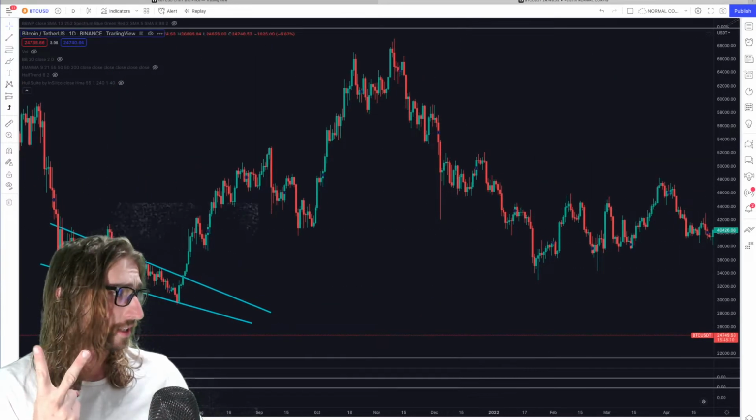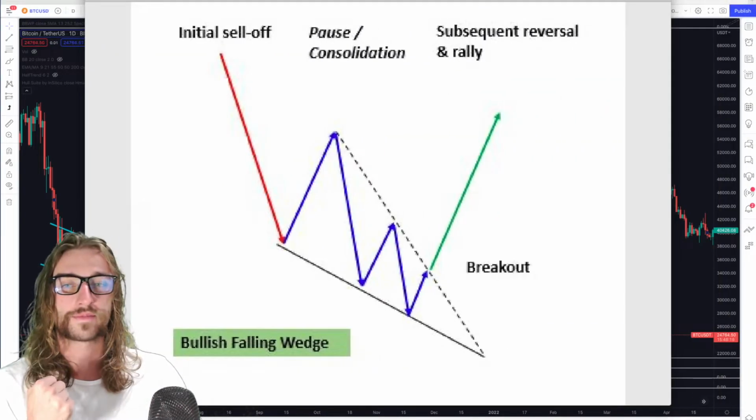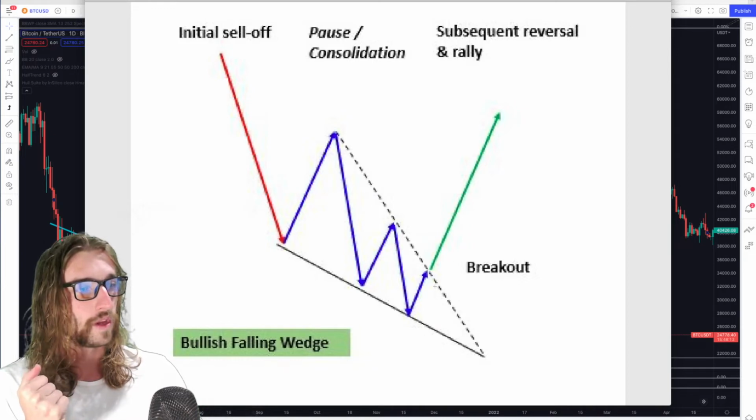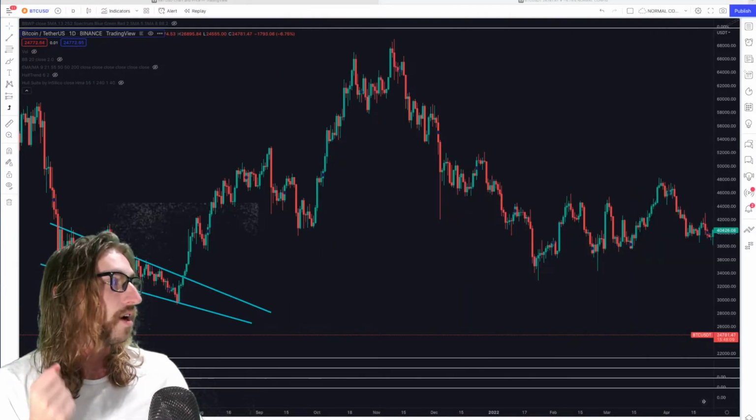So these are two things that we're looking for. If you want to see another picture of it, I got it here. Look at that, bullish falling wedge. Boom, boom, boom. Need confirmation of the breakout. We'll talk more about that later. They were the two things.